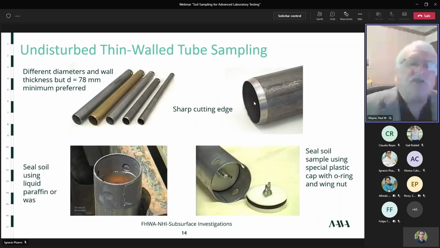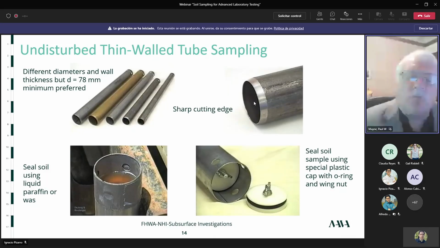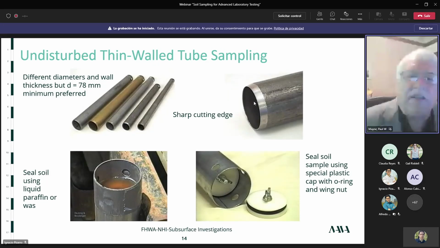So undisturbed thin wall tube samples come in a variety of sizes. They do make them as small as 50 millimeters. I would suggest that you use at least something on the order of 78 millimeters or larger. There's one that's popular with the U.S. Army Corps of Engineers called a GUS sampler, Greg undisturbed sample. GUS has a 125 millimeter diameter. So usually the rule of thumb is larger diameter means better quality sample.